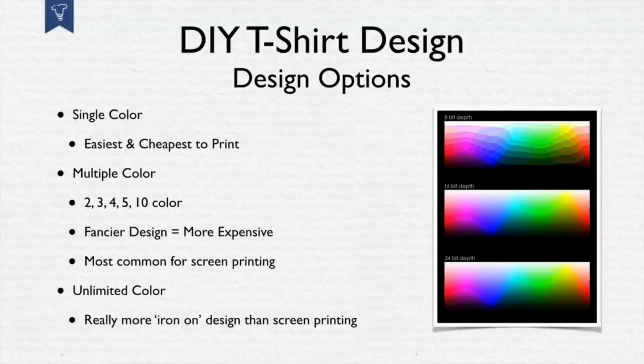Now, unlimited, on the other hand, unlimited is really more of an iron-on design than a screen printing design. What that means is you essentially take an image that you print out of your color laser printer or your color inkjet printer, so it has all the colors you can imagine, and then you just kind of tack it on the shirt. Instead of screen printing, it's kind of an iron-on design. That's what that means. It's very difficult and very expensive to do an unlimited color screen printing shirt.